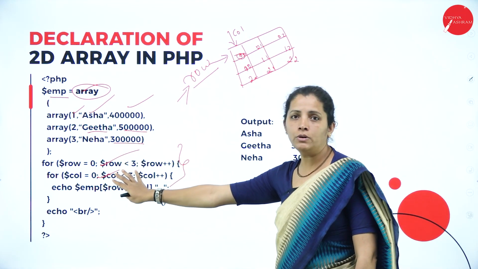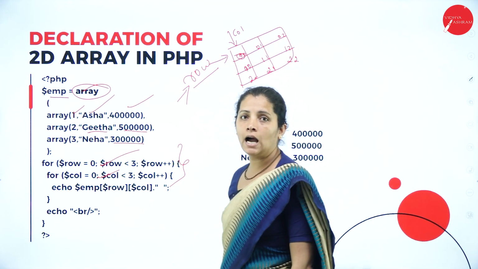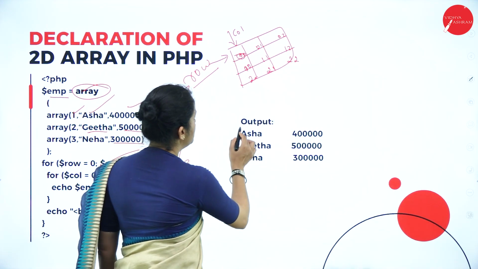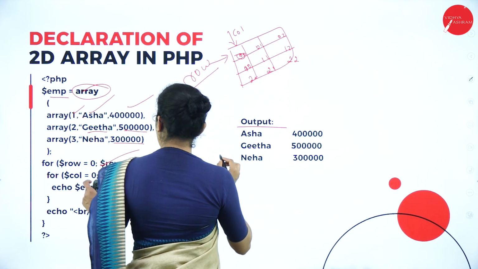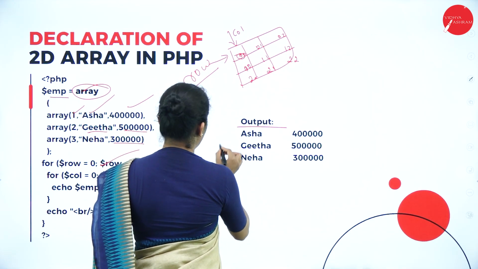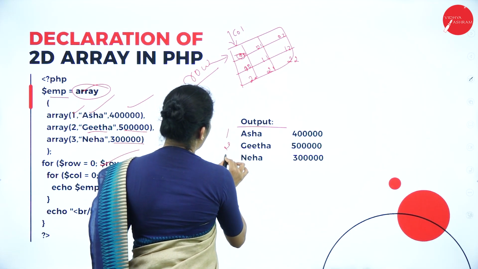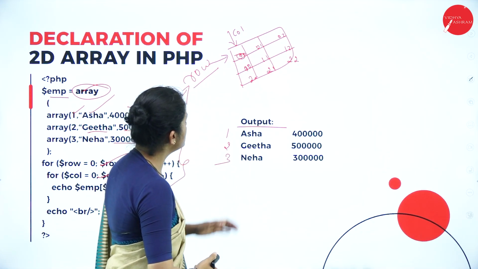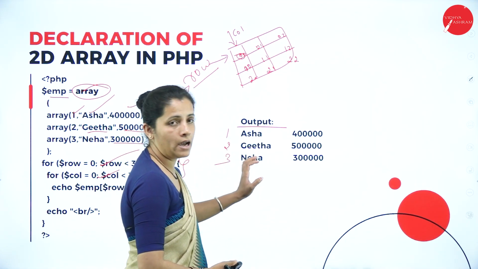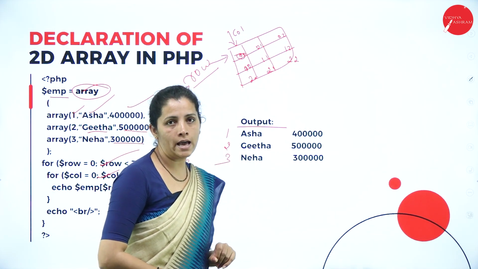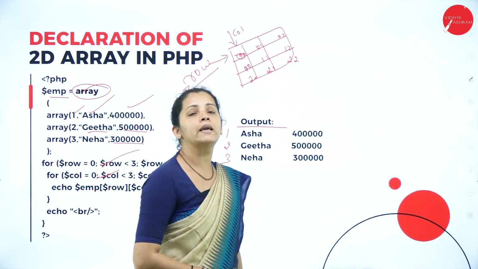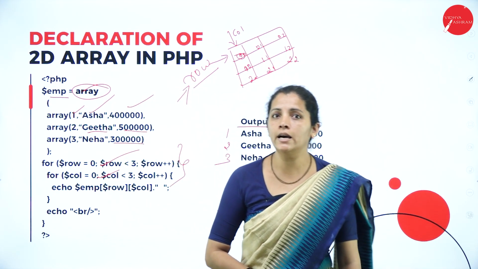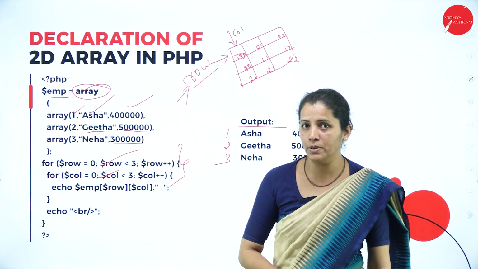When I execute this script, I'll get the output. See, this is my output. I have the index 1, 2 and 3, that is Asha, Geeta and Neha along with their salary. So this is the way I can create a multi-dimensional array in PHP.